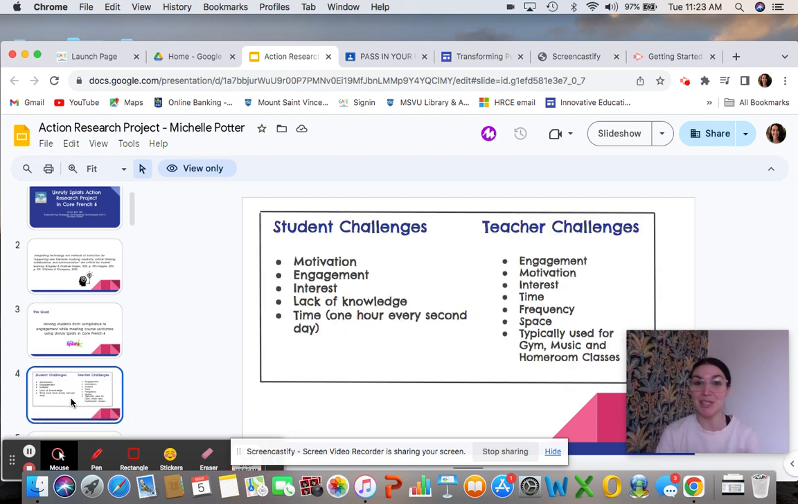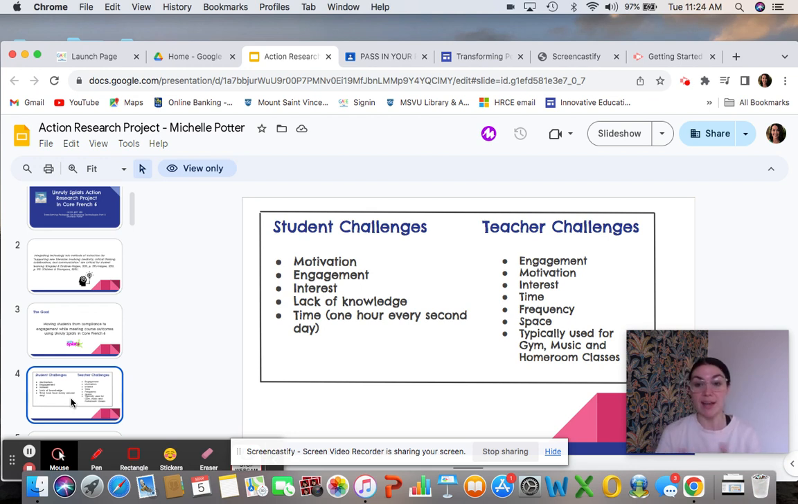So some of my biggest challenges, of course, teaching a second language, are students' motivation and engagement, their level of interest. Also, in terms of coding, their lack of knowledge. I only see them time-wise every second day for an hour. So it's really tricky to have that consistency.